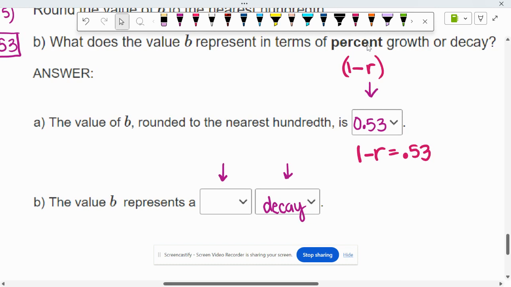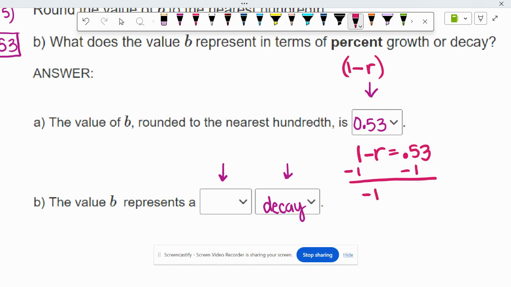First. Can someone let Ms. Durbin in? How do I get R all by itself first? I have 1 minus R equals 0.53. I want to get R all by itself. What do I have to do? It's a positive 1 right now. So I'm going to subtract 1 from both sides.